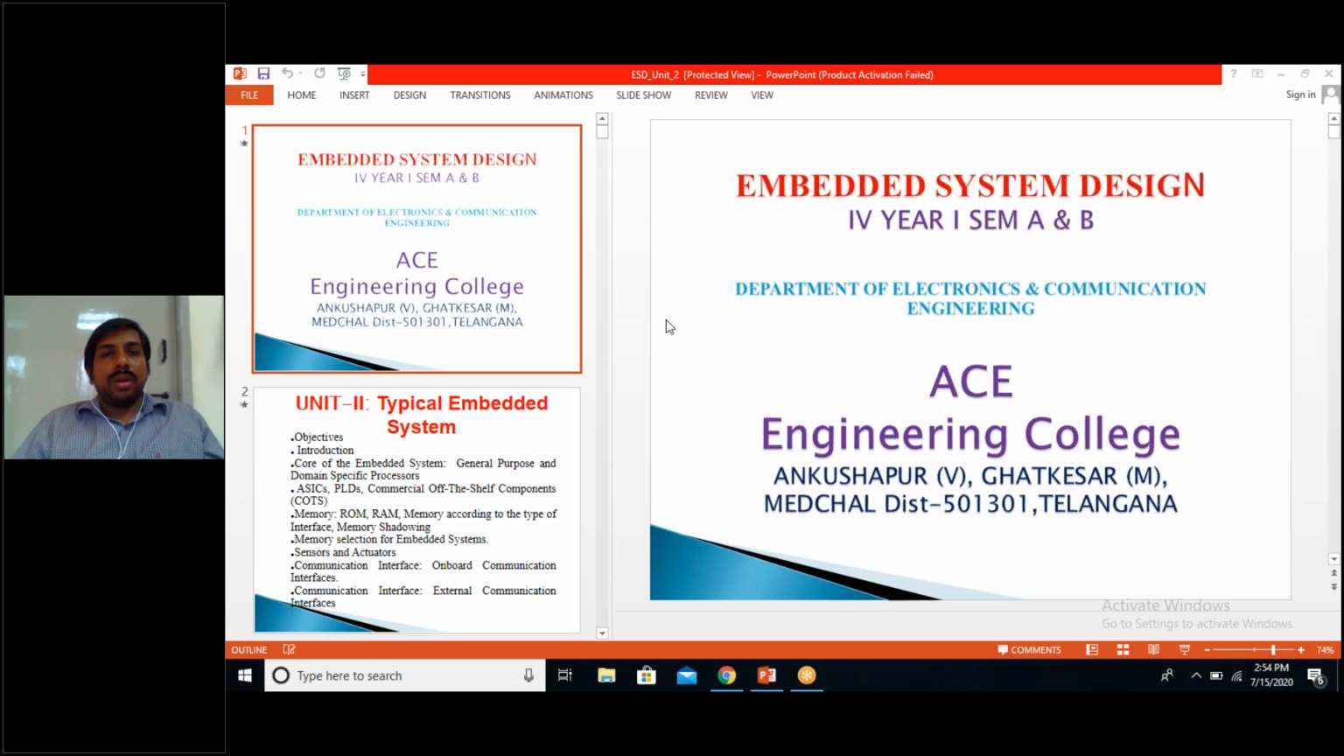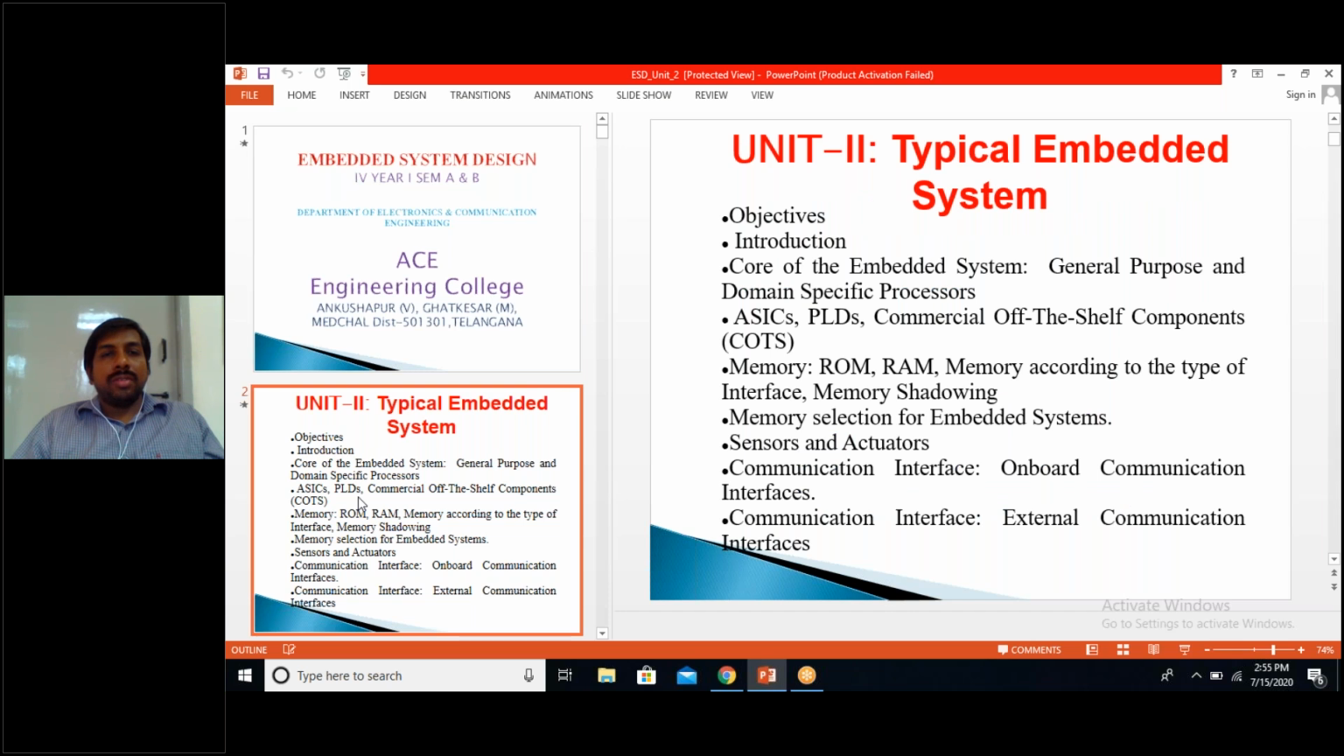As we covered in our previous video, the elements of an embedded system consist of the sensors, actuators, system core, memory, and then the peripheral devices. So our topic is the core of the embedded system. We have seen it is either general purpose or domain specific.